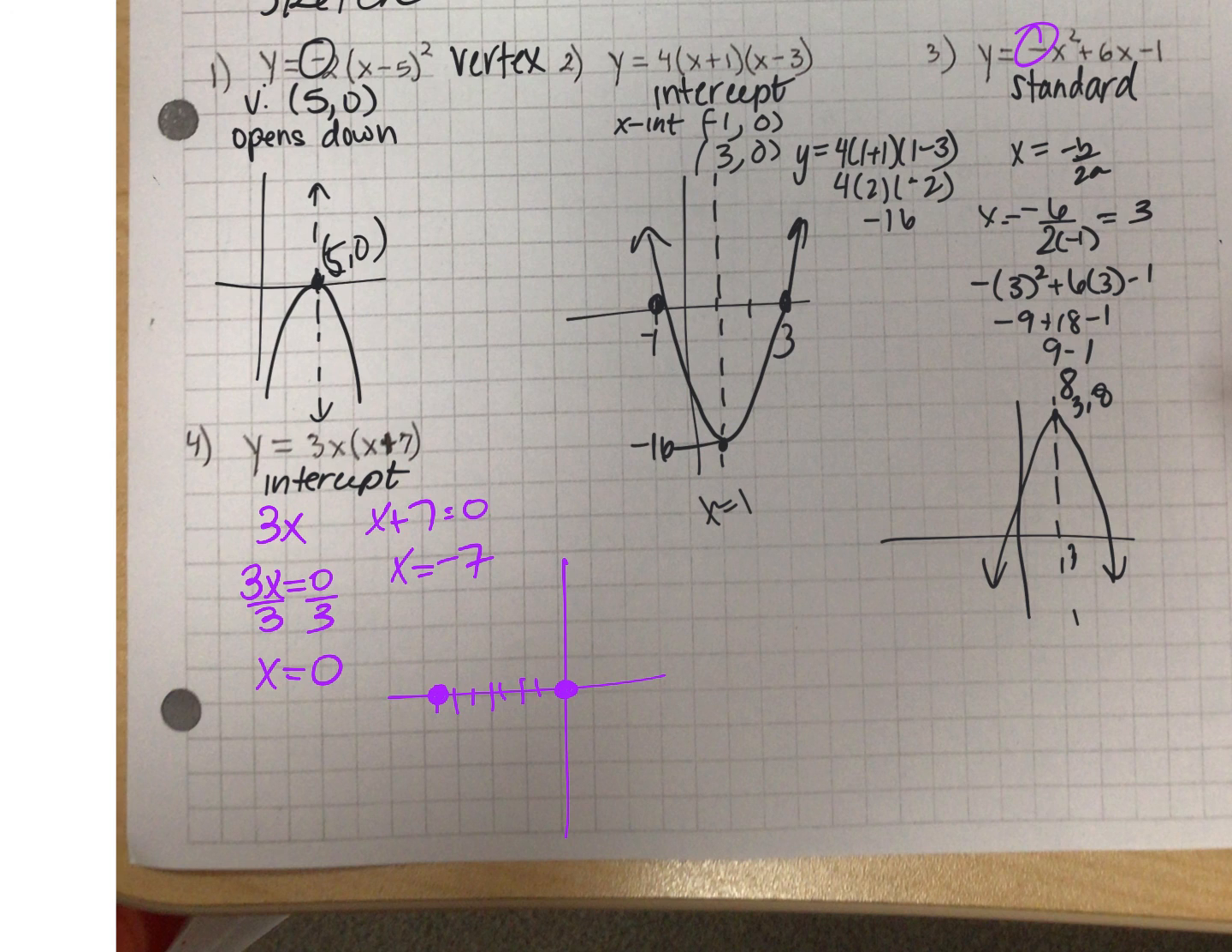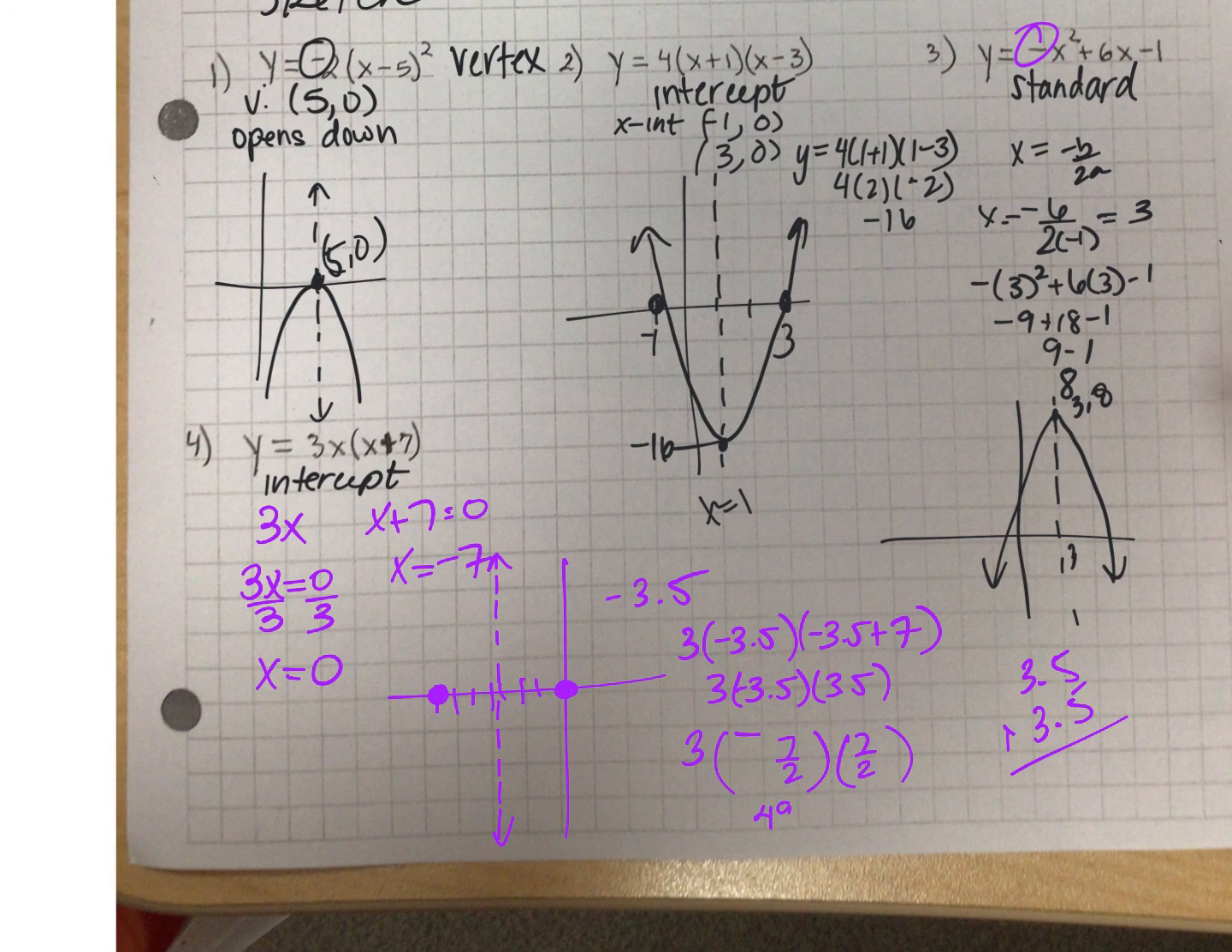Then I want to find my vertex. That's going to be halfway between 0 and negative 7, which is negative 3.5. So that's my axis of symmetry. 3.5 is about there. And I would need to plug that in. 3 times negative 3.5 times negative 3.5 plus 7, which is 3 times negative 3.5 times 3.5, negative, I don't know. That's why I like fractions better. You can multiply it out this way. But I see 7 halves times 7 halves, which is 49 fourths times 3, which is negative 147 over 4.